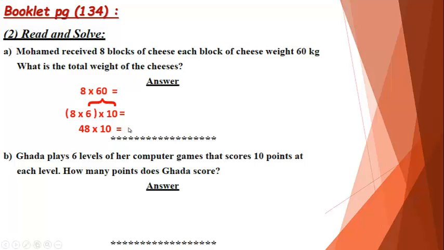48 times 10 equals 480. The same number, and put the 0 on the right side. So it will be 480. So here the total weight equals 480.